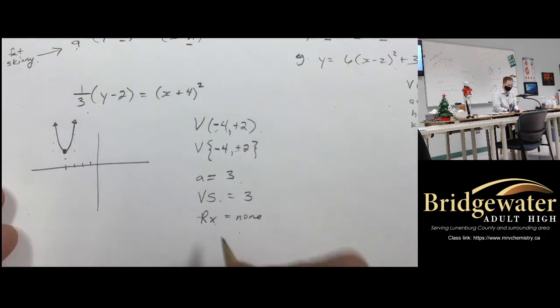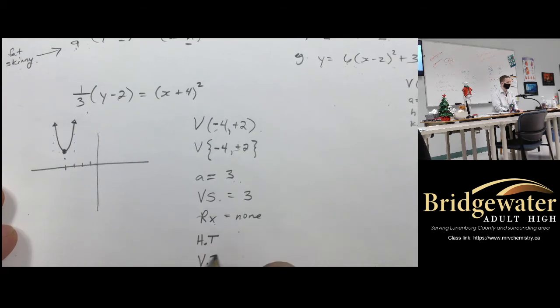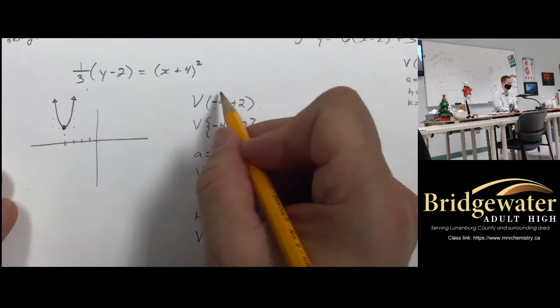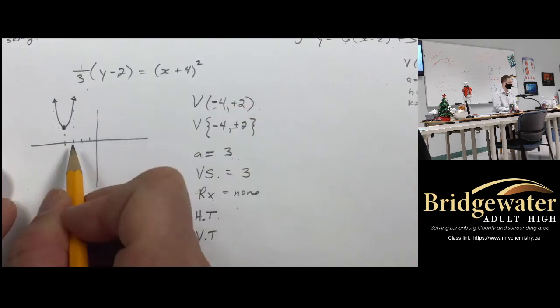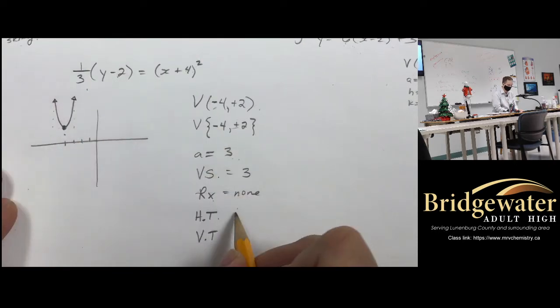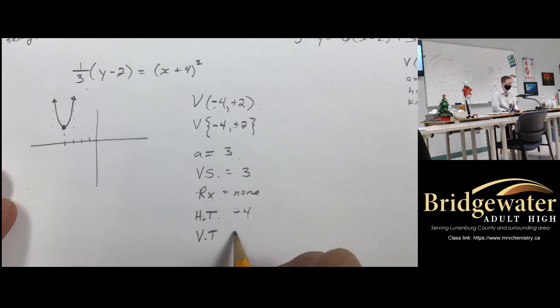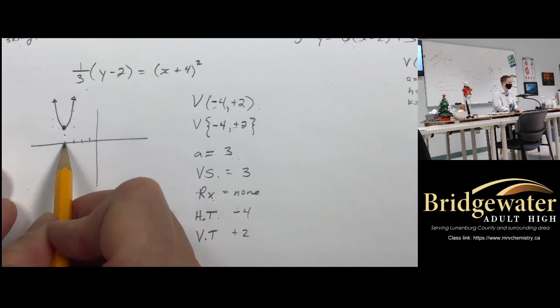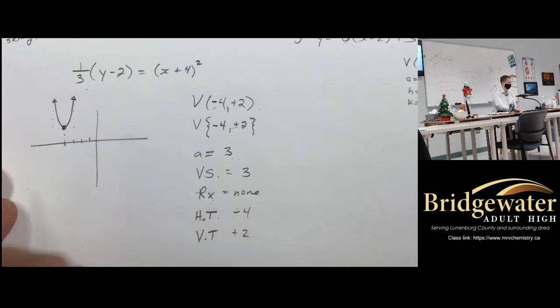What would the horizontal translation be and the vertical translation? Well, the horizontal and the vertical translation are simply the x and the y of the vertex. VT is up and down. So the horizontal translation is the vertex, -4, and the vertical translation is +2. So I shifted this over 4 units to the left, and I shifted this up 2 units.